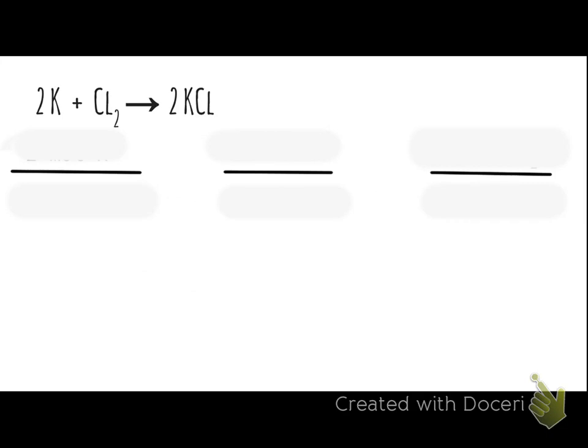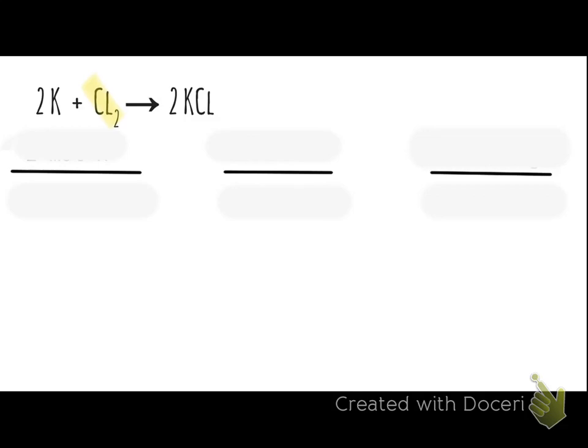All right, so we have potassium plus chlorine is going to give us potassium chloride. So the first thing was to balance this equation. I've already balanced this for you, but make sure that you are confident in how to balance equations. Remember that this chlorine here is diatomic, that's why there's a 2 on that subscript.